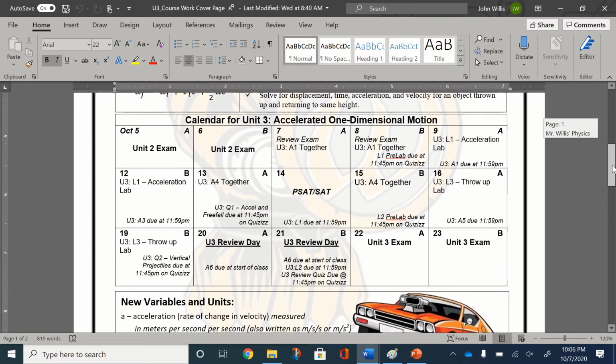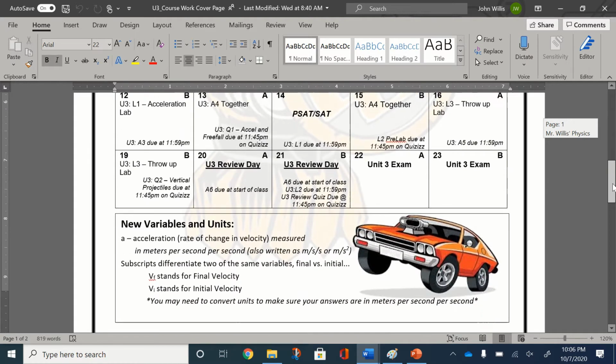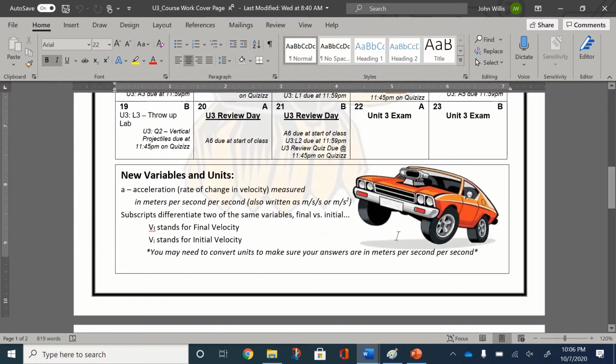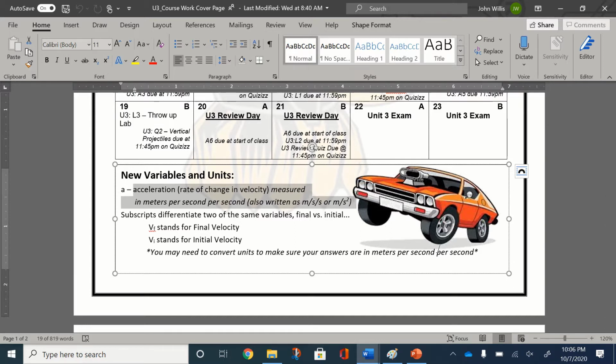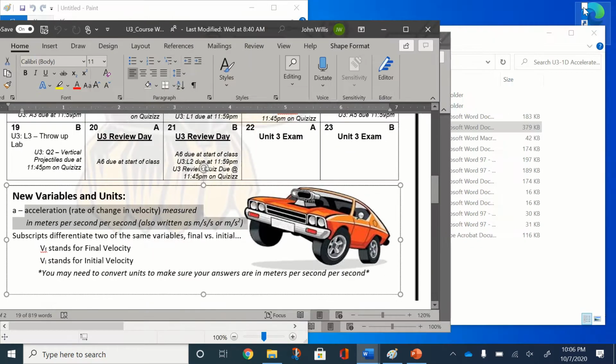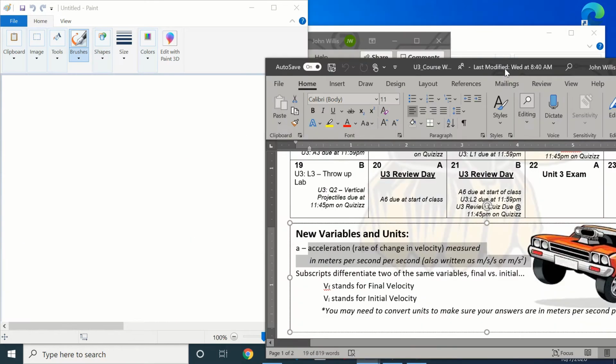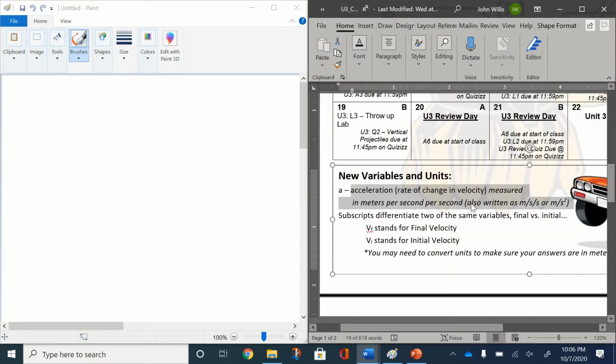Obviously, we have our calendar for the entire unit, when things are going to be due by, what we're doing each day. And then down here, you'll notice really the only thing that we're adding. And yes, it leads us to literally three new equations, but the only thing we're adding is one new variable, one new term, and that's going to be acceleration. So acceleration is going to be defined as the rate of change of velocity.